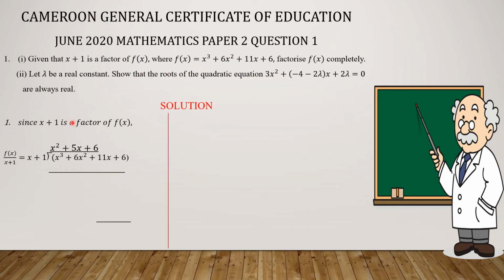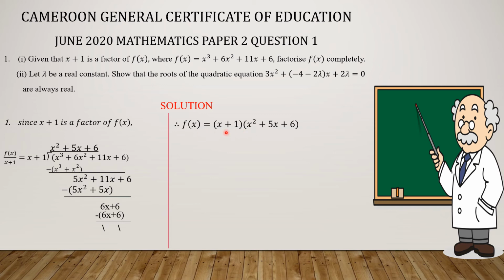Since x plus 1 is a factor of f of x, then we can now say f of x divided by x plus 1 should give us a polynomial without a remainder. So we need to get that polynomial, and to get that polynomial we just do long division here. So after doing that long division, we now write f of x divided by x plus 1 equals that polynomial. Therefore, f of x should be that polynomial times x plus 1. So f of x equals x plus 1 times that polynomial.